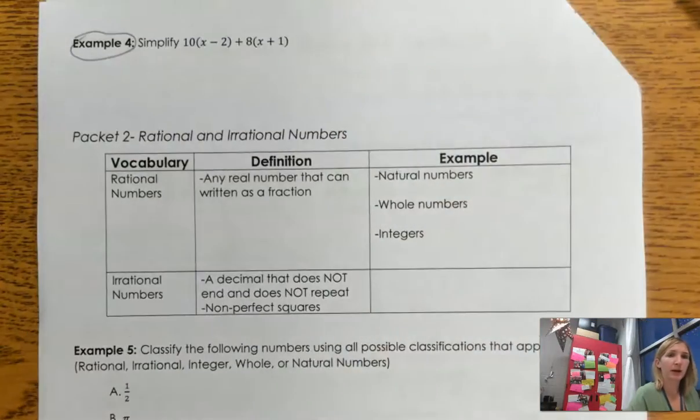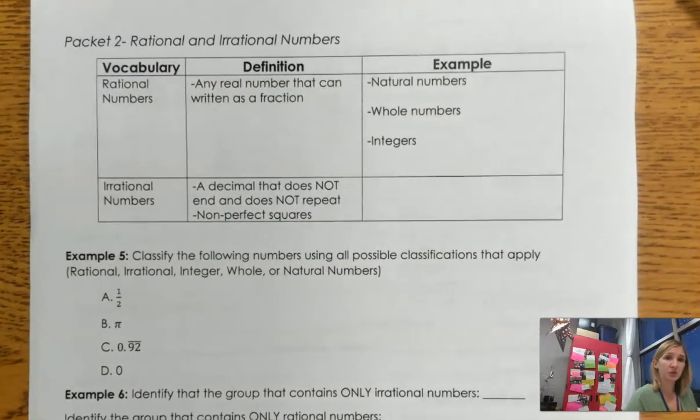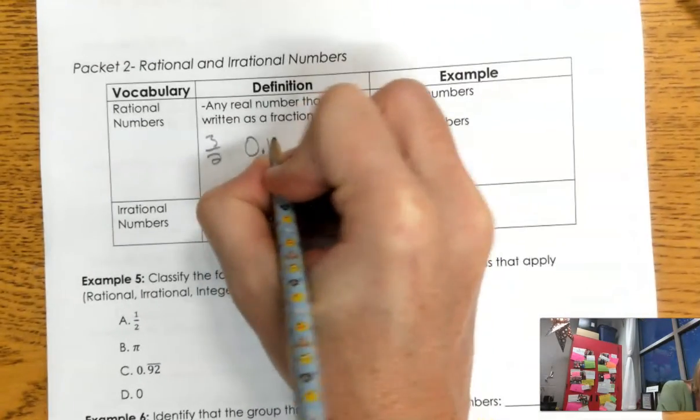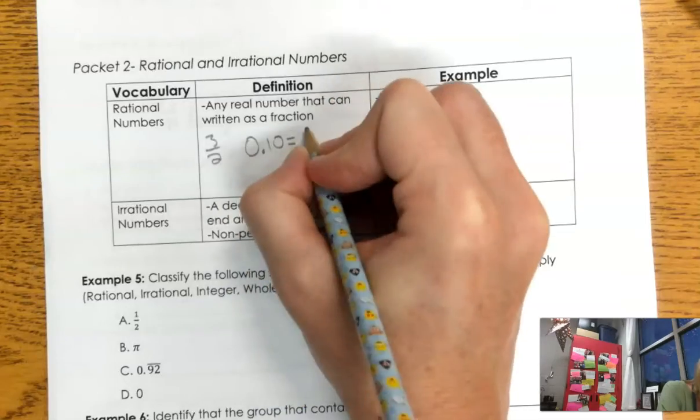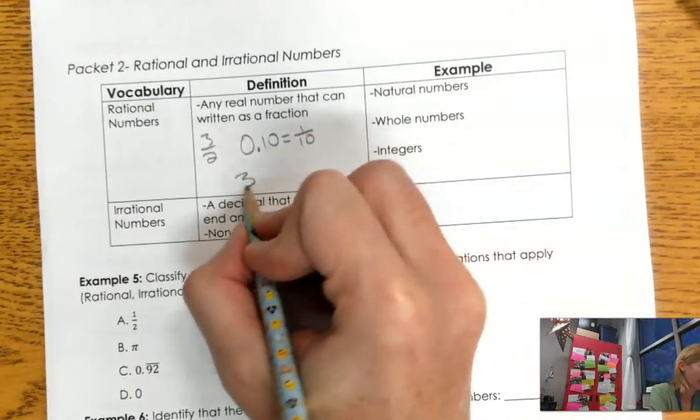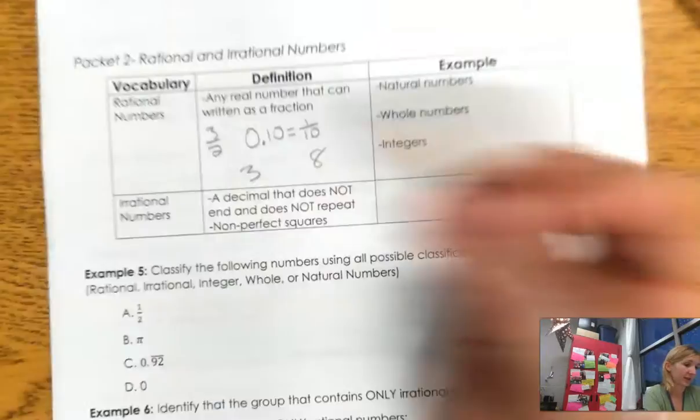All right, so that was it for packet 1 that we went over. Packet 2, rational and irrational numbers. Rational numbers are any real number that can be written as a fraction. So 3 over 2, 0.1, because I can write that as a fraction, that's 1 over 10. 3, 8, anything like that.